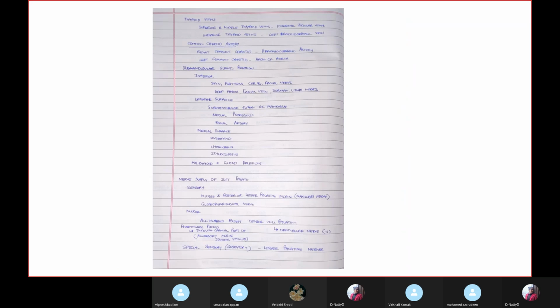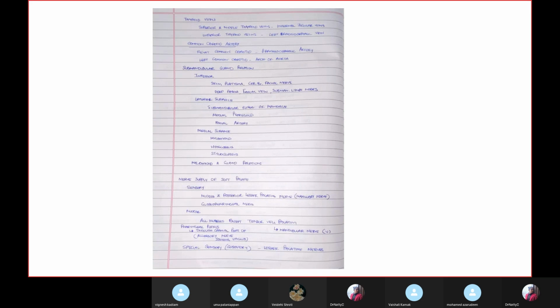Then we read about thyroid veins. Then common carotid artery, they are least important. Submandibular gland relations: on the medial surface of the submandibular gland, there are three muscles involved. It includes mylohyoid, hyoglossus and styloglossus. And then nerve supply of the soft palate. All the muscles of the soft palate are supplied by the pharyngeal plexus except tensor veli palatini, which is supplied by the mandibular nerve. Apart from tensor veli palatini, one more muscle which is supplied by the mandibular nerve is tensor tympani. Tensor tympani is the muscle in the ear attached to the ossicle.